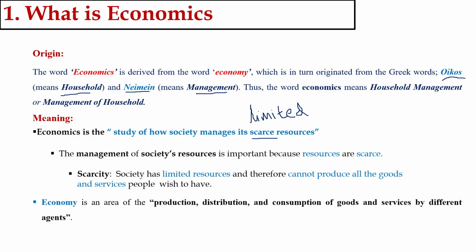So now going back to the word scarcity, what does scarcity mean? Scarcity means society has limited resources and therefore it cannot produce all the goods and services people wish to have. So economy is an area of production, distribution and consumption of goods and services by different agents. Agents here means it can be an individual, a family, an organization, a company or a nation or a country.